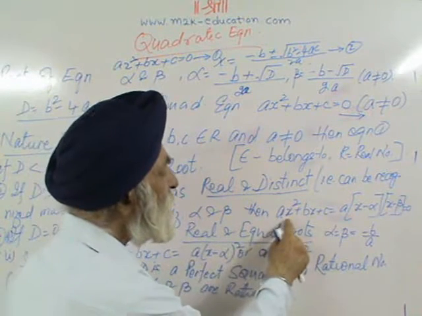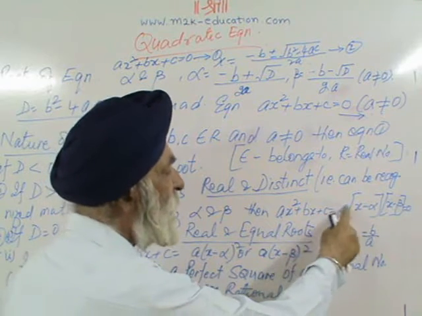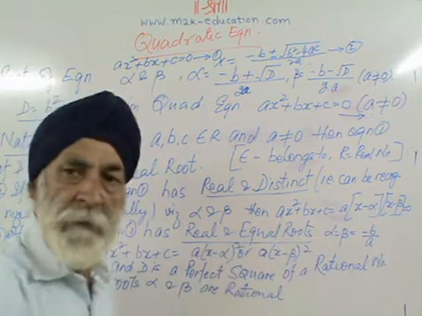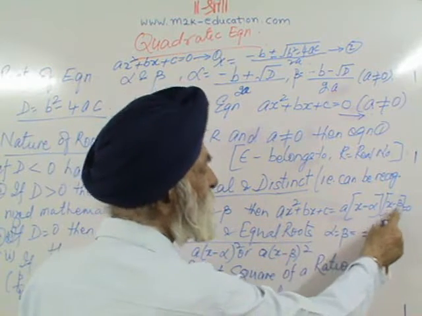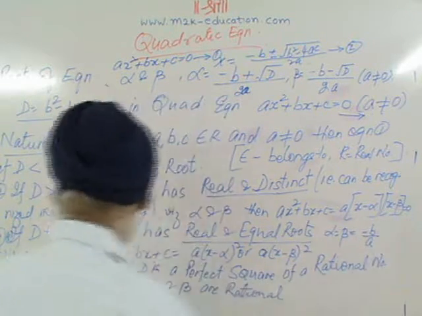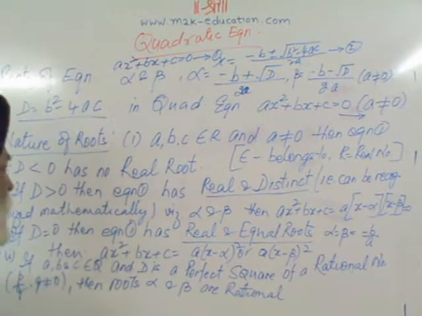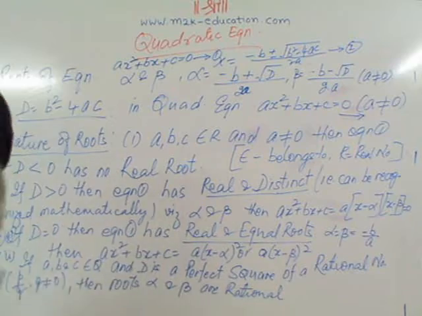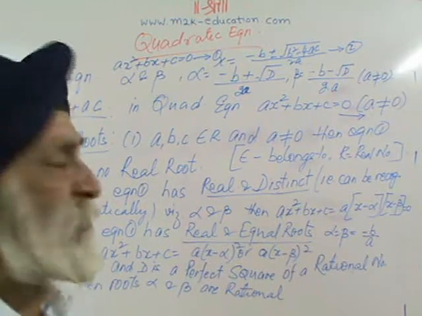Then ax² + bx + c = 0 we can write like this: a can be taken common and the roots will be a(x − alpha)(x − beta) = 0. Coming down to if D is equal to 0, we have already discussed the conditions D less than 0 and D more than 0.